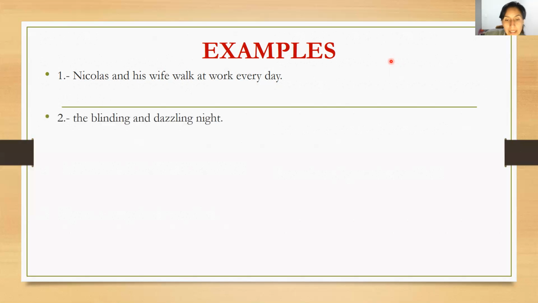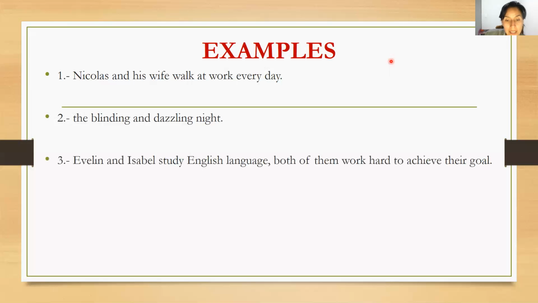The second one, the blinding and dazzling night. In that case, the adjective phrase of one word, blinding, is coordinated with the adjective phrase of one word, dazzling. Evelyn and Isabel studied English language. Both of them worked hard to achieve their goals.